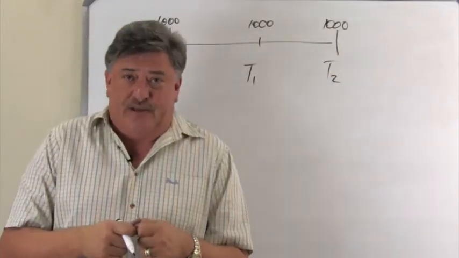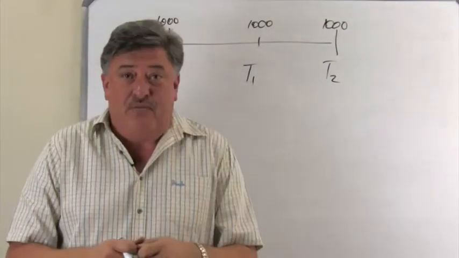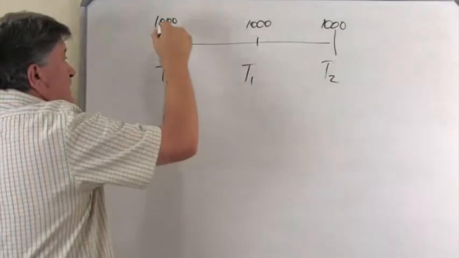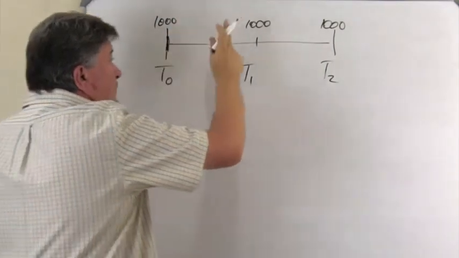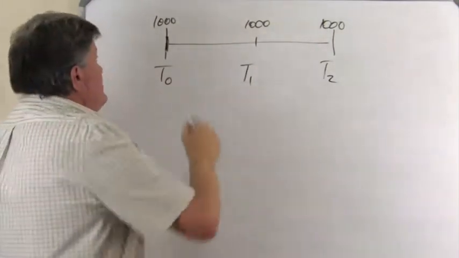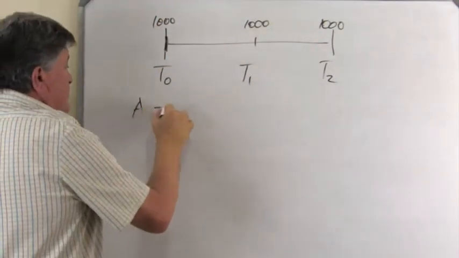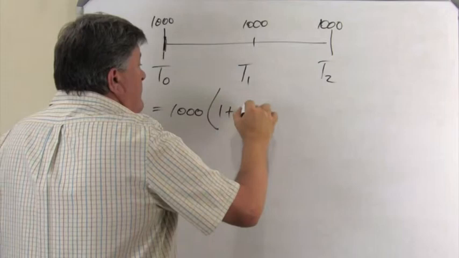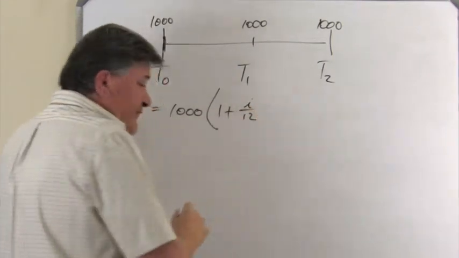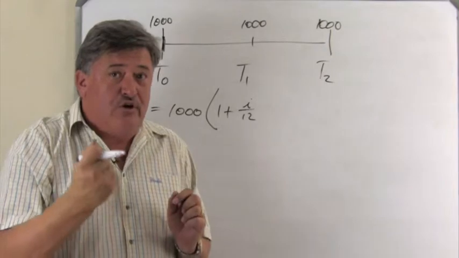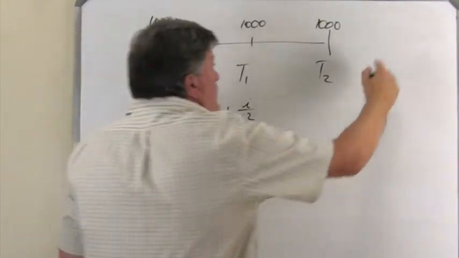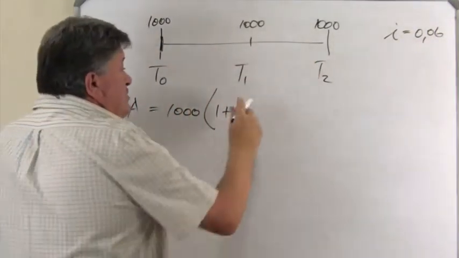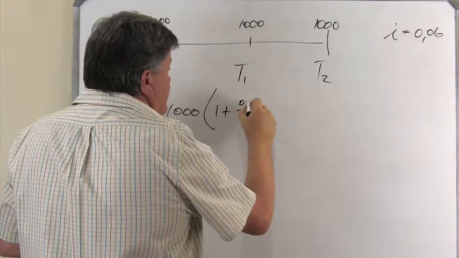Now, because there are only 3 payments, we can still do it. We're going to treat it as compound interest. I'm going to work with every payment individually. So this first 1,000 rand, I'm going to calculate using compound interest, 1 plus i over 12. Please remember it's over 12 because the compounding is monthly. Remember the i was 6%, so we can say 0.06.